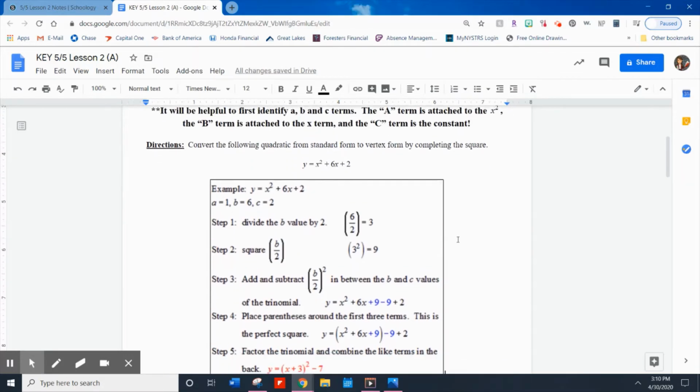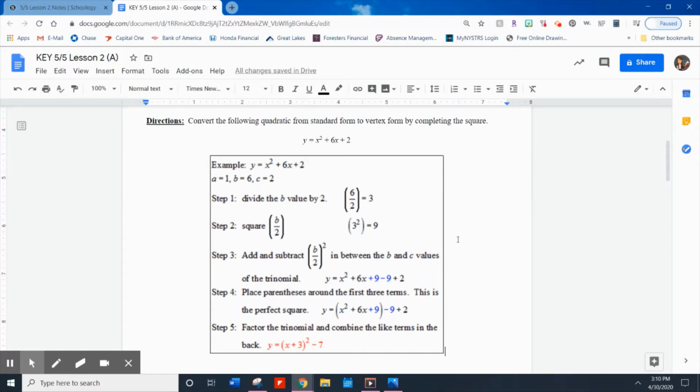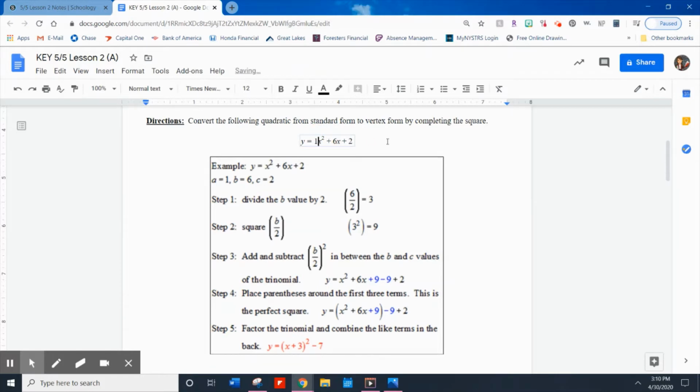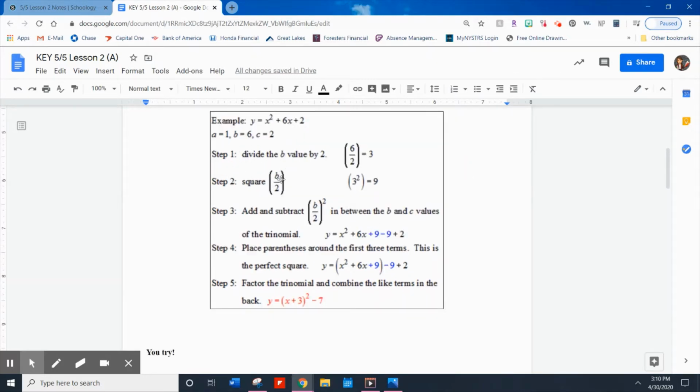So let's just look at an example. It's already worked out for us. It says, convert the following quadratic from standard form to vertex form by completing the square. So this is our standard form quadratic. First step, identify A, B, and C. A is always the one attached to x squared. The coefficient of that x squared is a 1. It's just not written in there. B is 6, and the constant is 2. You can see that identified right down here.